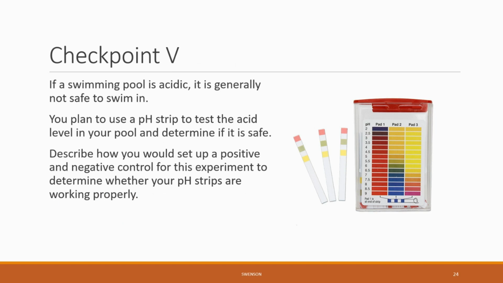Checkpoint 5. If a swimming pool is acidic, it is generally not safe to swim in. You plan to use a pH strip to test the acid level in your pool and determine if it is safe. Describe how you would set up a positive and negative control for the experiment to determine whether your pH strips are working properly.